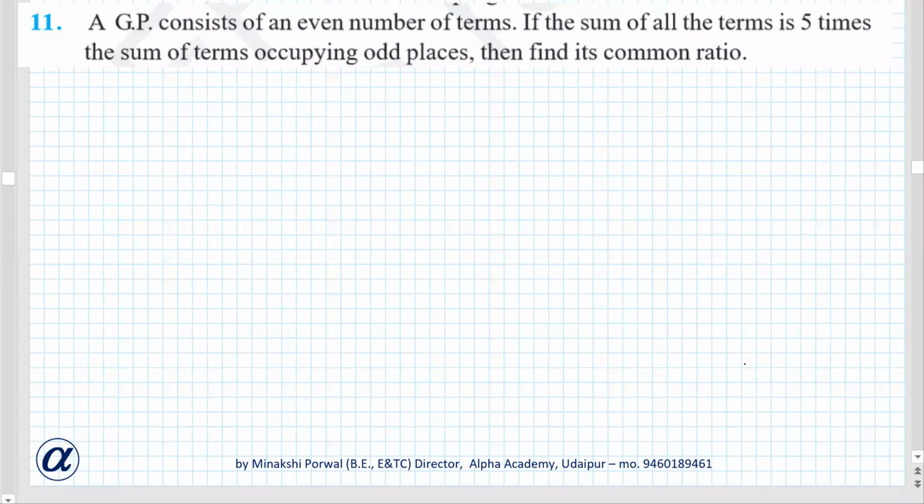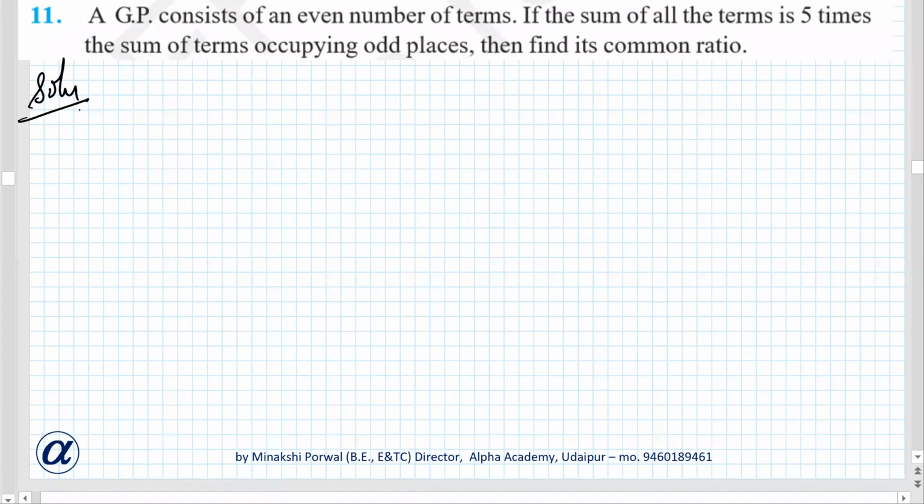Okay, miscellaneous exercise, chapter 9, question number 11. A GP consists of even number of terms. If the sum of all the terms is 5 times the sum of the terms occupying odd places, then find its common ratio.